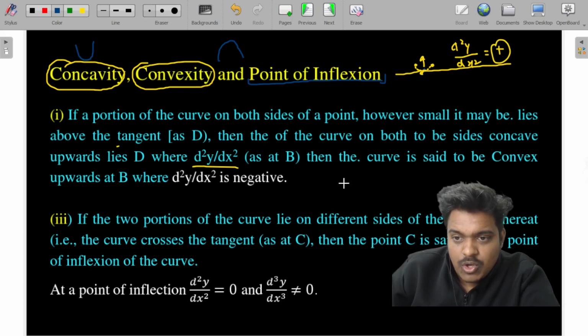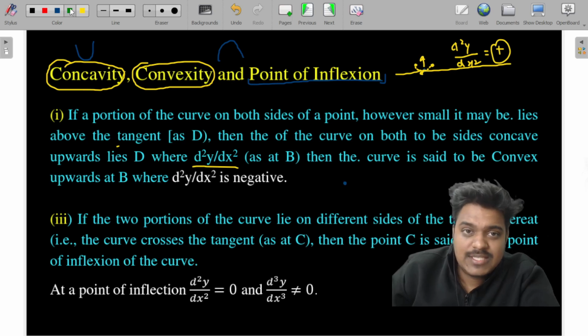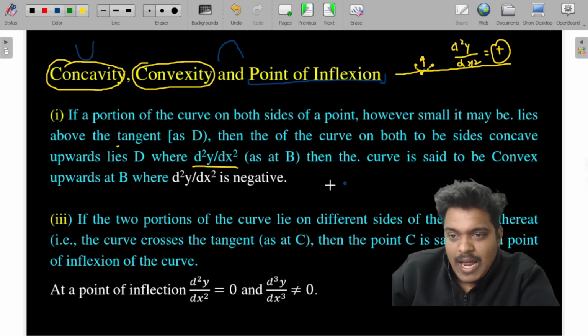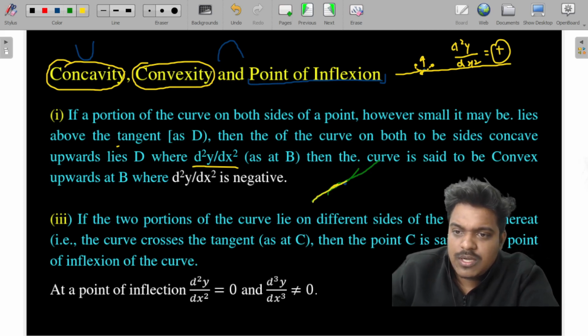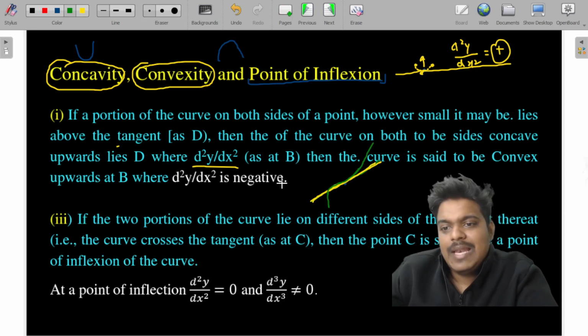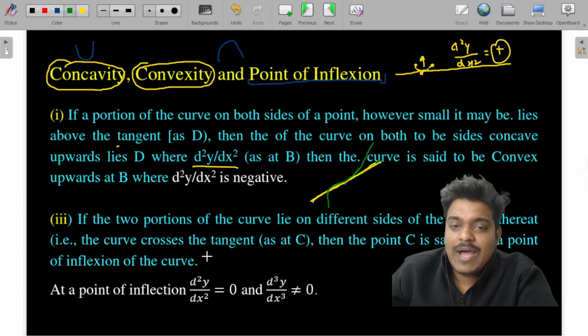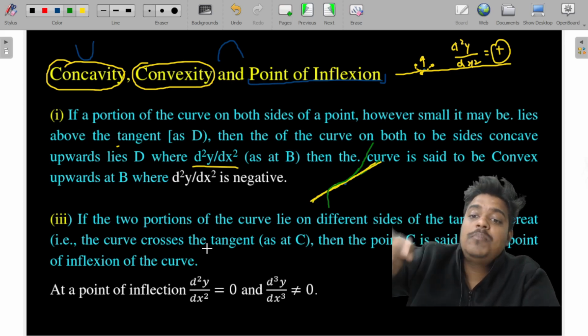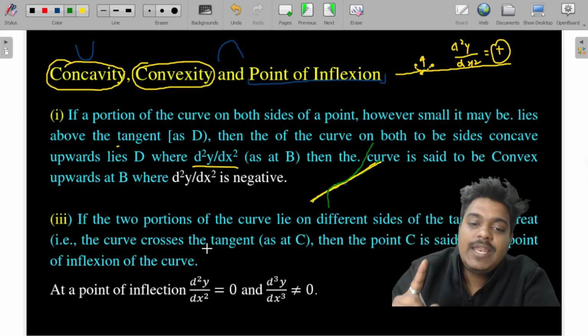Suppose your point is this, at which you need to test the concavity or convexivity, and your curve is going like this. If you draw a tangent to this curve, it goes like this. Okay, and this is your curve. Now if you take two values and both the values are lying on the opposite sides of the tangent, then you say that this is a point of inflection.